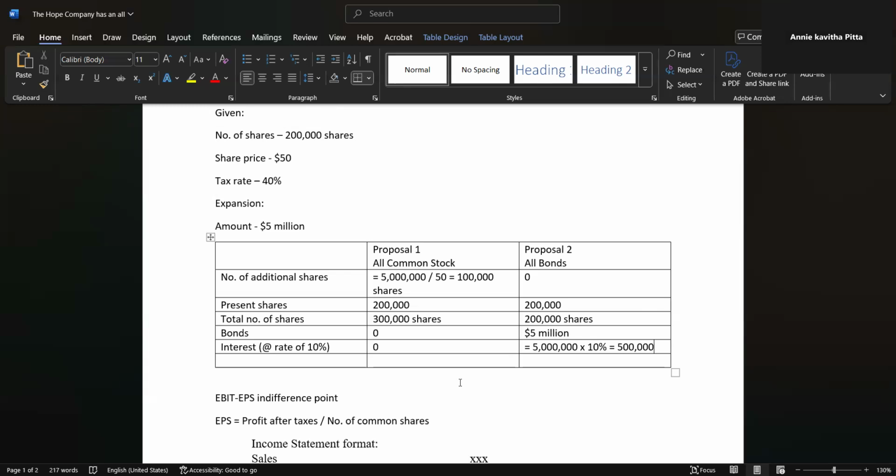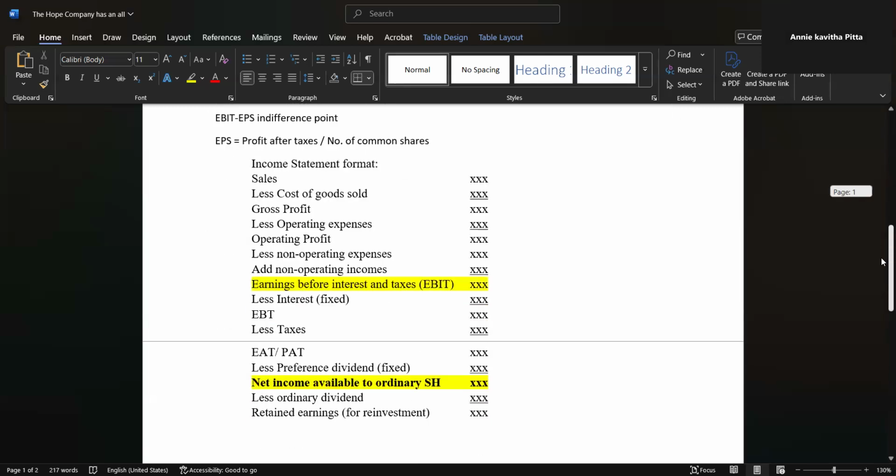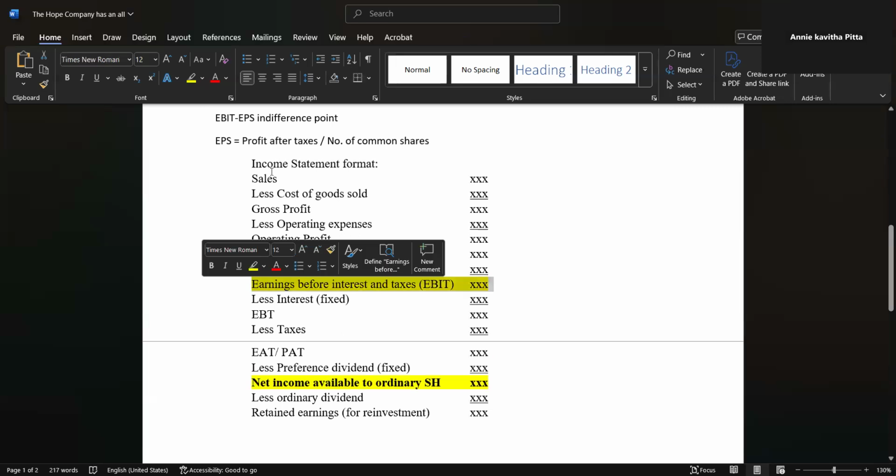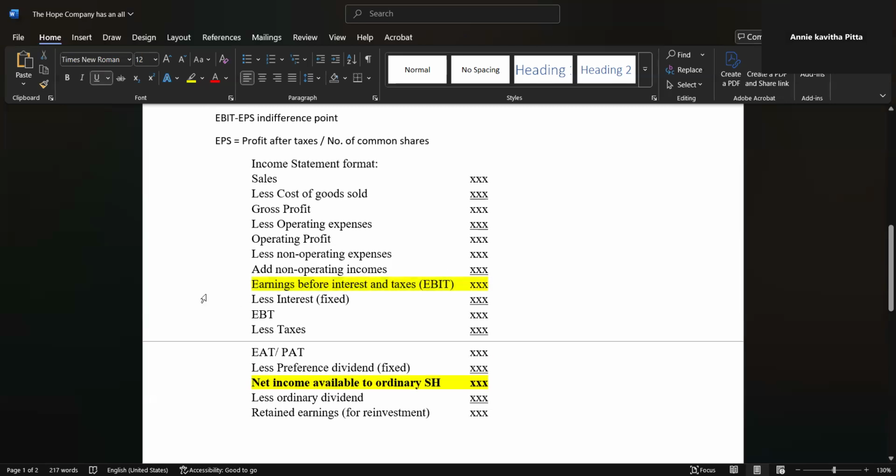EPS is profit after taxes divided by the number of common shares. I have pasted here the income statement format. Quickly, let's understand. This is EBIT, which would be after deducting all the operating and non-operating expenses, incomes, etc. We see that there is EBIT, earnings before interest and tax. From that, interest would be deducted.